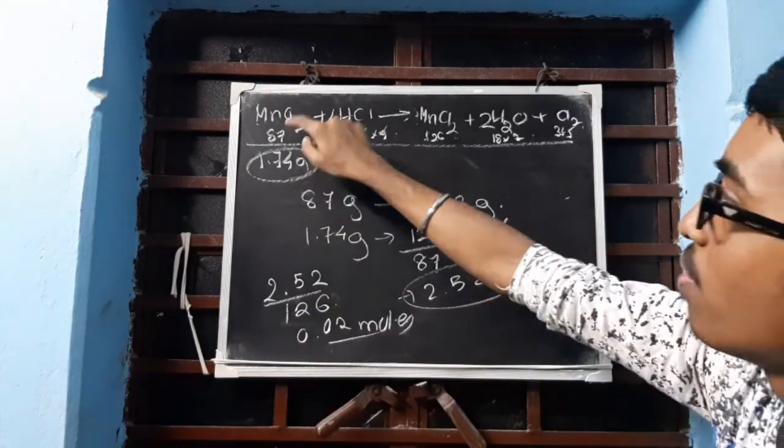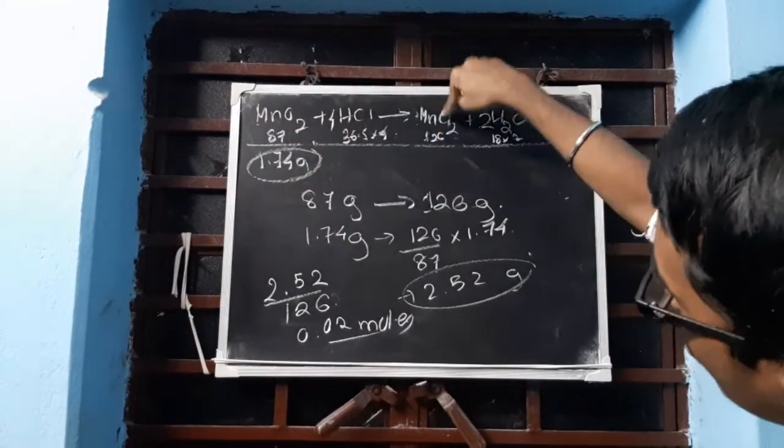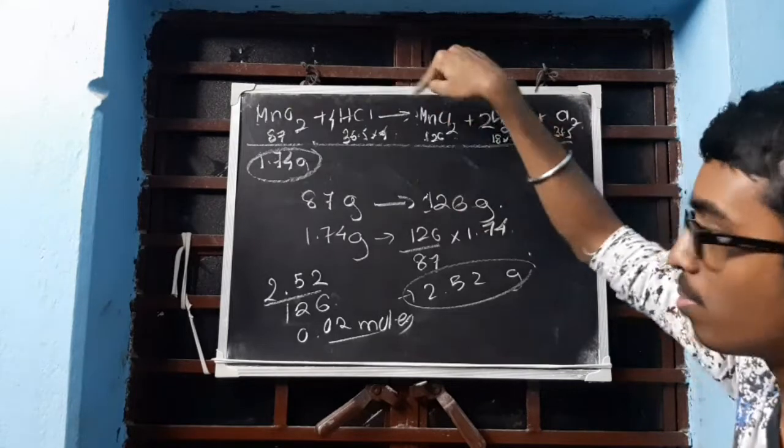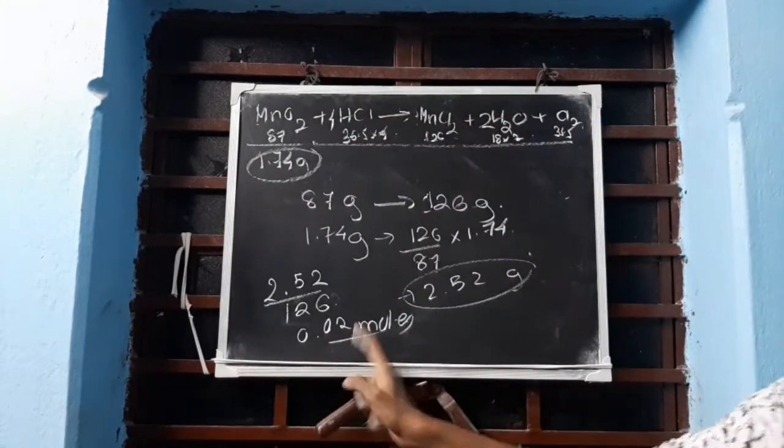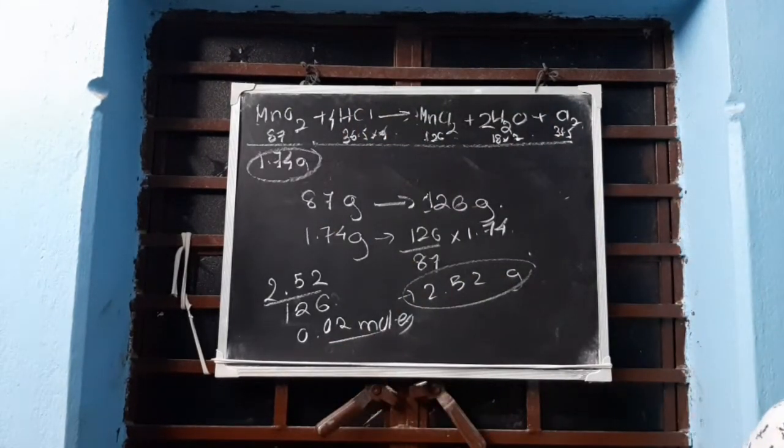1 mole will react with 4 mole to form 1 mole. So 1 mole will be formed, 1 mole will be 1 mole. So 1 mole and same mole. Clear? Okay. 0.02 done. Mass of salt formed is done.